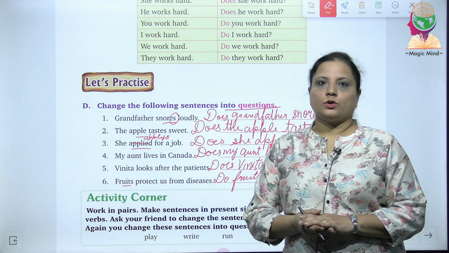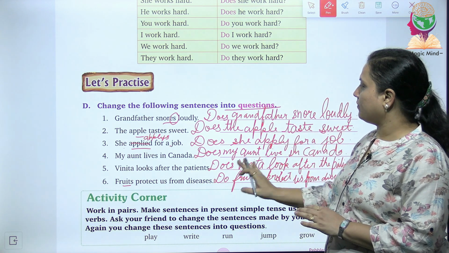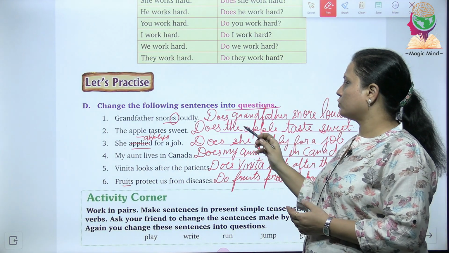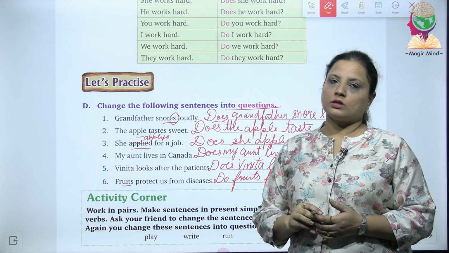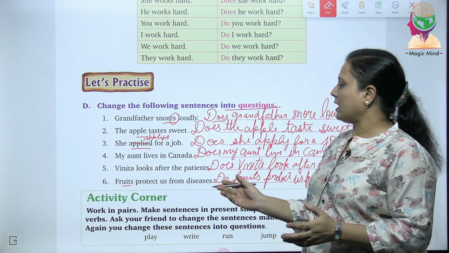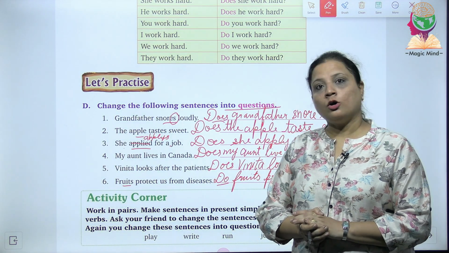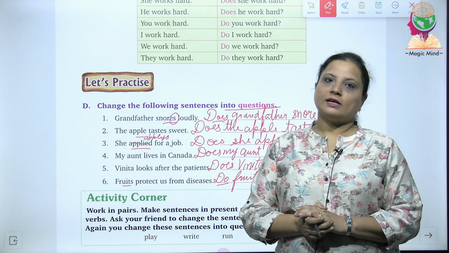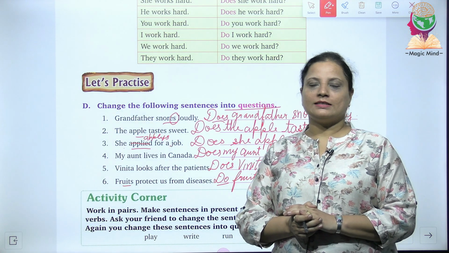So, this was about the last statement. I hope everything is now clear. For singular subjects, we are using does. For plural subjects, we are using do. And with this, we have now completed the chapter. I hope you have understood the chapter. Go through it very carefully, do the exercises, and till then, take care.